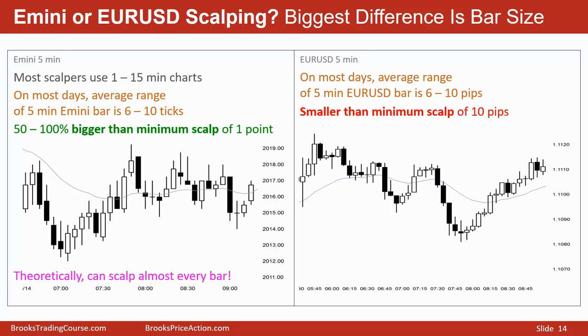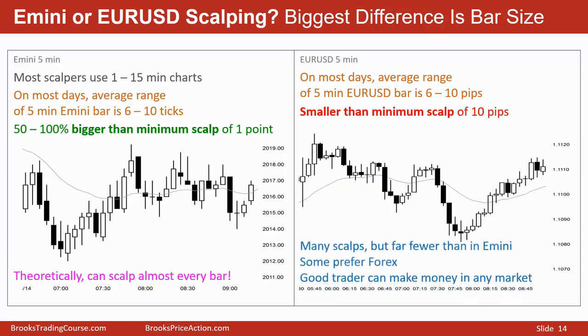bar all day long. On the other hand, if the average bar is smaller than the minimum scalp, you have to go 2, 3, 4 bars to get a range that's big enough to make a scalp. So there are far fewer scalps on a 5-minute chart in the forex markets than there are in the E-mini market.